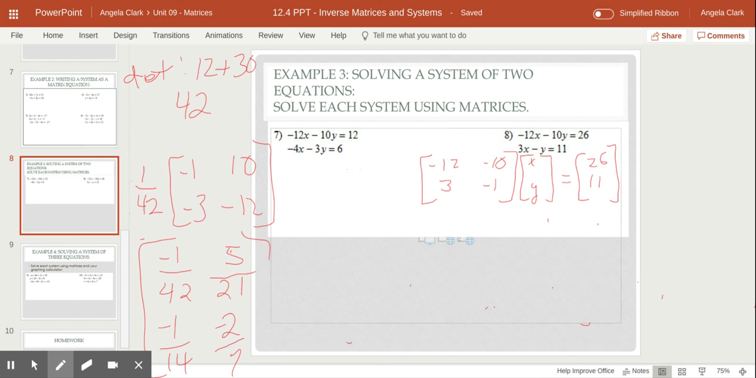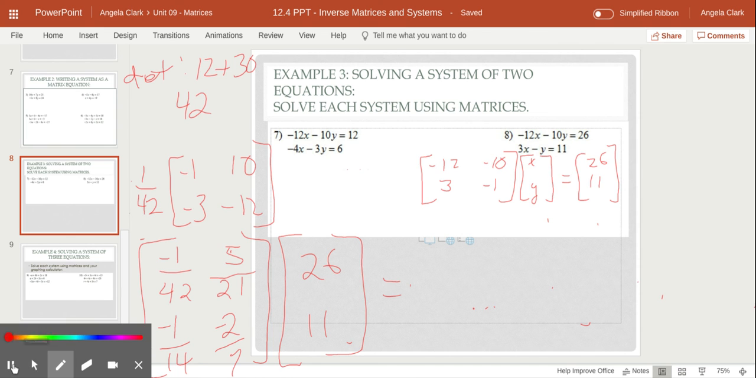That is my inverse, and I really don't want to write that again, so I'm just going to write the constant matrix here and go ahead and multiply. So we're going to multiply just like we did before. This times this plus this times this, and then this times this plus this times this. So I'm going to do that just in the calculator, and then I'm just going to write the answer.